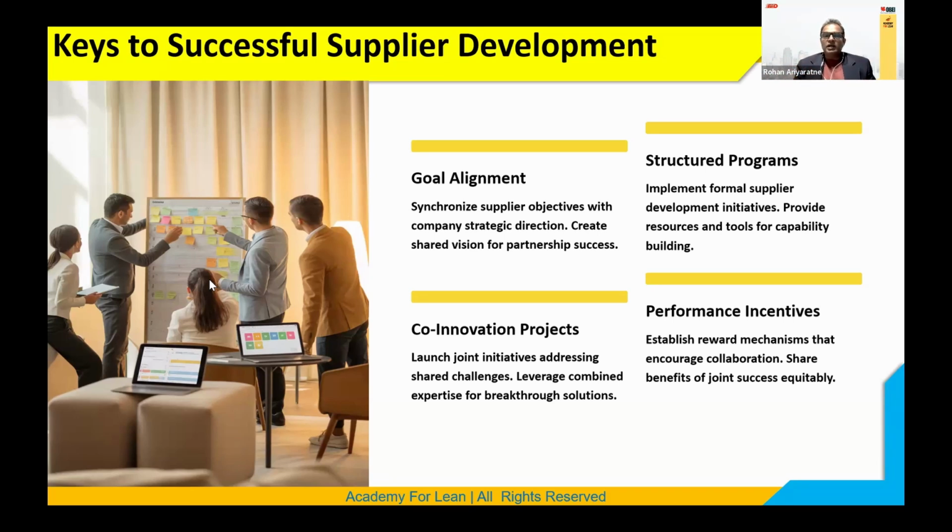And you have to do structured programs with them, like implement formal supplier development initiatives and provide resources and tools for capability building. Like, you can share your knowledge with them to build good capability in their employees, right? You can share your feedback with them to improve. Like you go and see how they are working, what inspection methods they follow. You can start a kind of structured program with them. And yes, you can start innovation projects and performance initiatives, of course, when you work on supplier development programs.